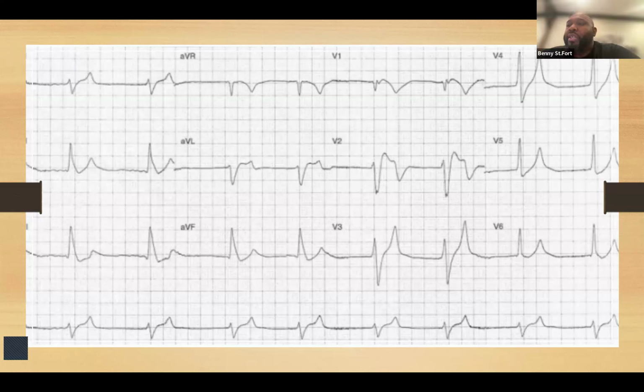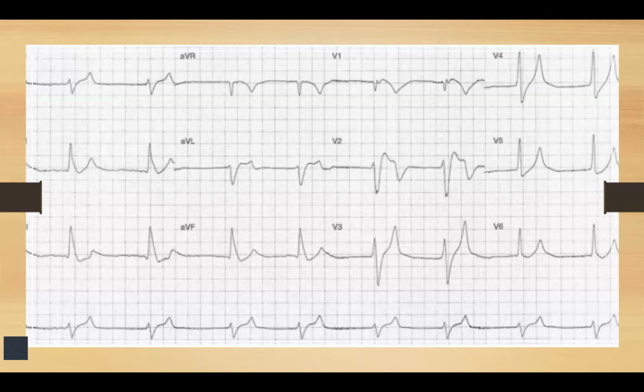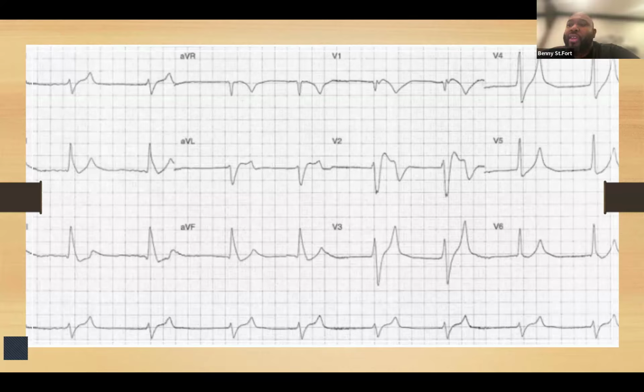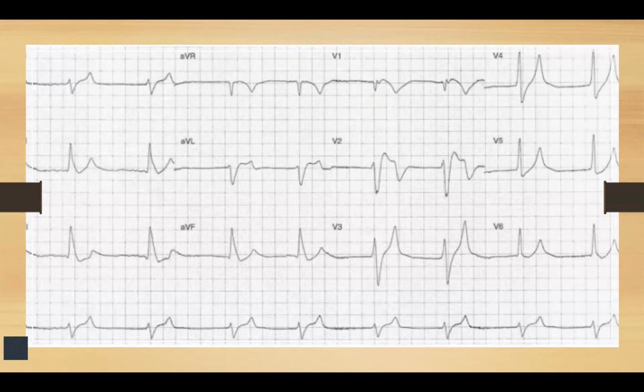You got some peaked T waves. Fabulous. Yeah. All right. Anything else? Hyper K. Okay. What else is missing? P waves. Right. Okay. So this is hyper K. K is like 8 or something like that in this patient.